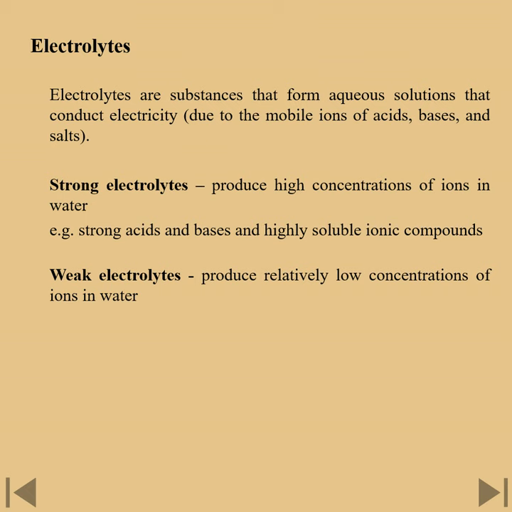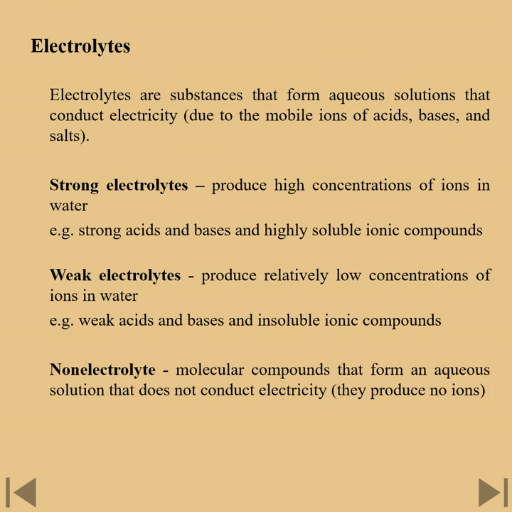Weak electrolytes are still electrolytes, but they're not doing a good job of conducting electricity because they form relatively low concentrations of ions. Examples would be weak acids and weak bases, and we'll talk about those when we get to that chapter on acids and bases. And limited solubility salts. Salts is a general term referring to ionic compounds. So there are low solubility salts which form some ions, but again, not very many.